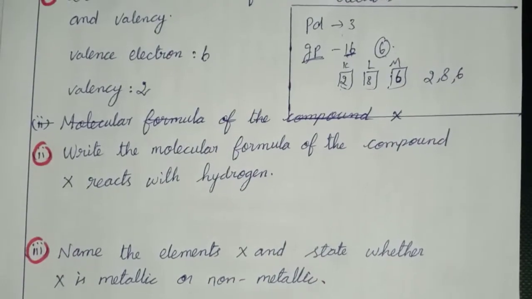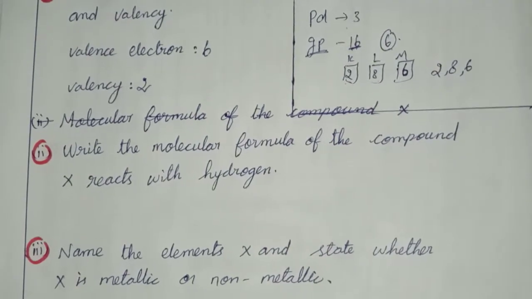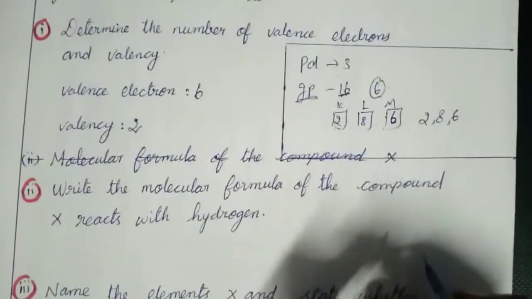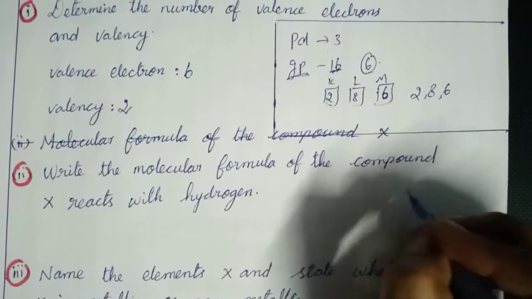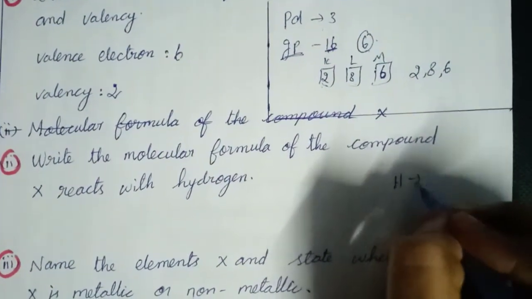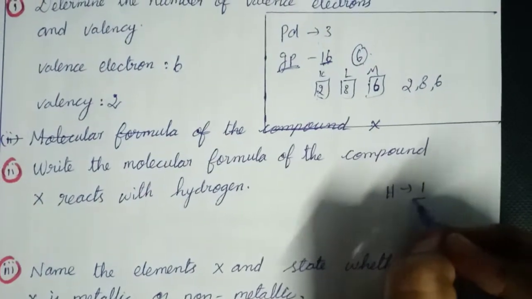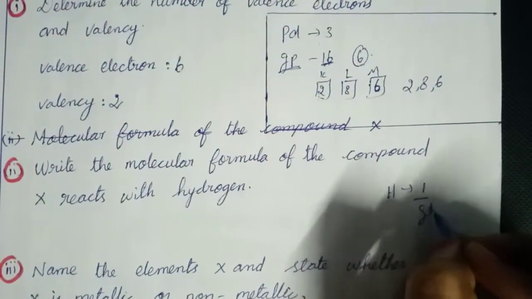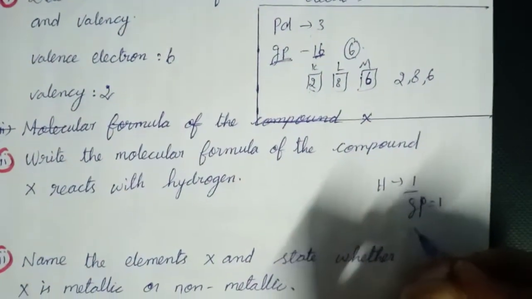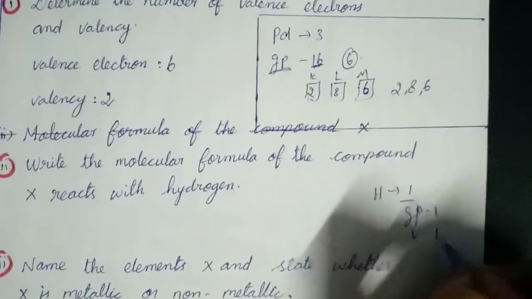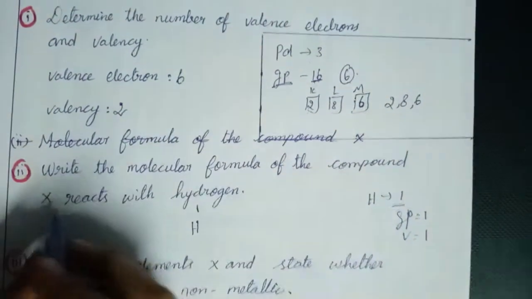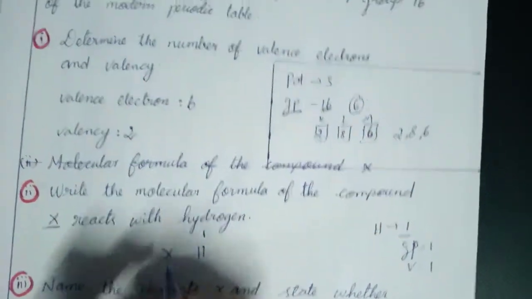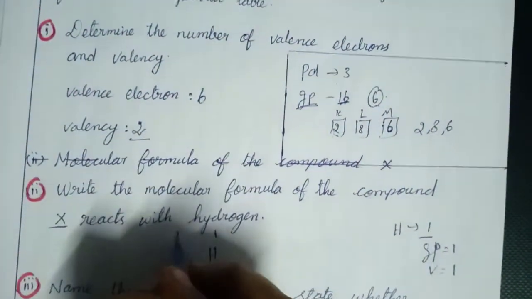Write the molecular formula of the compound when X reacts with hydrogen. We know hydrogen has atomic number 1, so it belongs to group 1. Group 1 means the valency is also 1. So hydrogen has valency 1, and element X has valency 2.